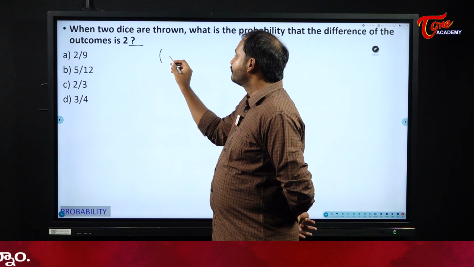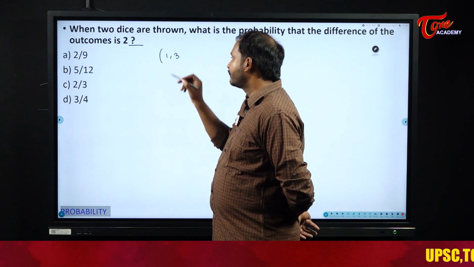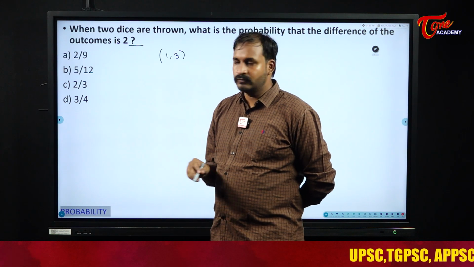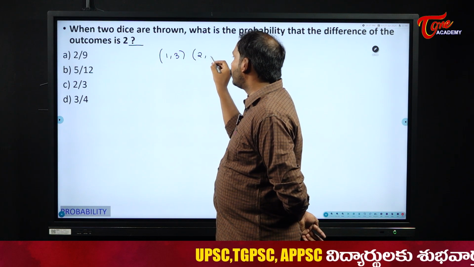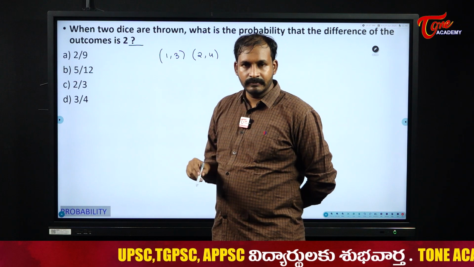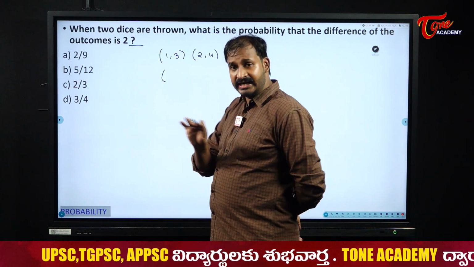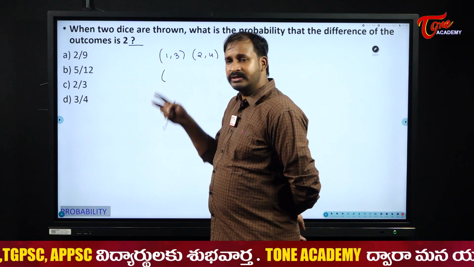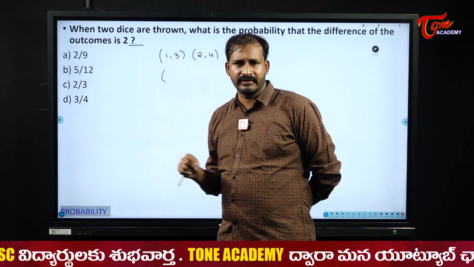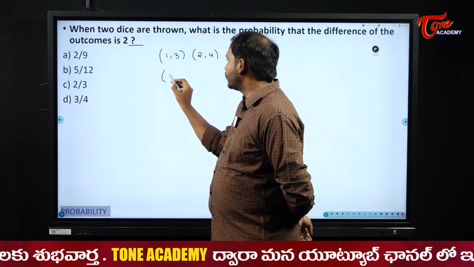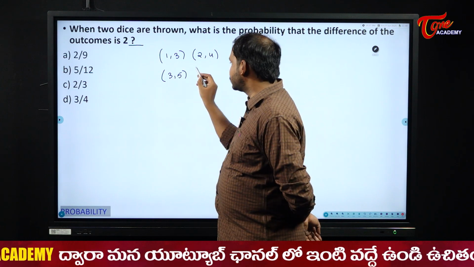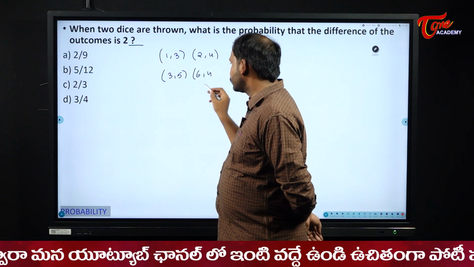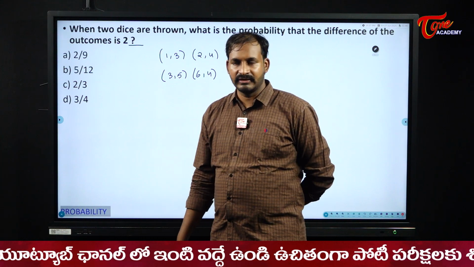Tell me. 1, 3. Their difference is 2. Next, what outcome can I write? 2, 4. Their difference is also 2. First, generally write, and the opposite pairs we can write later. So next, what can I write? 3, 5. Yes, there is a chance. Next, 6, 4. Yes, there is a chance for that one.